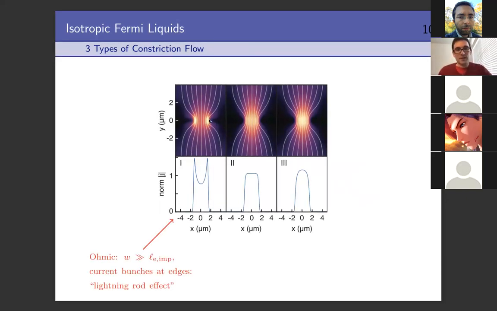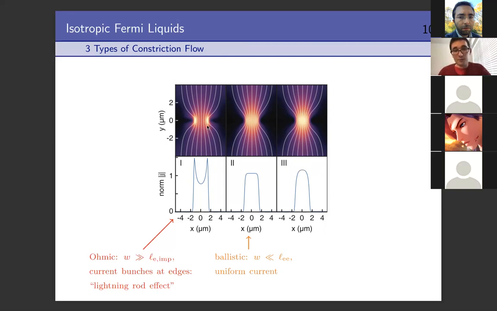In panel 1, this is the prediction of ohmic flow. So if we have impurity limited flow, what you see is that the current bunches up at the edges of the device. This is essentially a lightning rod effect. If we're in a ballistic regime, then the current will mostly flow uniformly through the center of the device. There's a bit of a curl at the edge, coming essentially from the thickness of the constriction. And then in the viscous limit, you can see that the current peaks at the middle of the constriction.